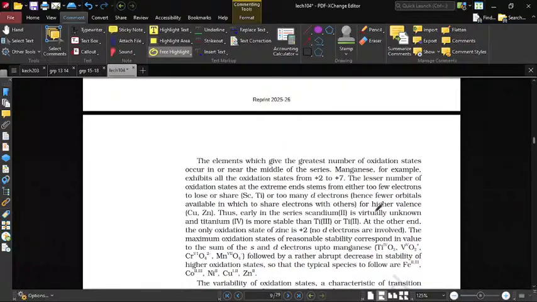Thus, early in the series, scandium +2 is virtually unknown, and titanium +4 is more stable than titanium +3 or titanium +2. At the other end, the only oxidation state of zinc is +2. No d electrons are involved. The maximum oxidation state of reasonable stability corresponds to the value of the sum of s and d electrons up to manganese.